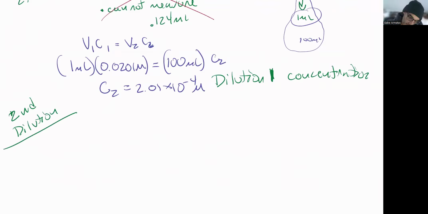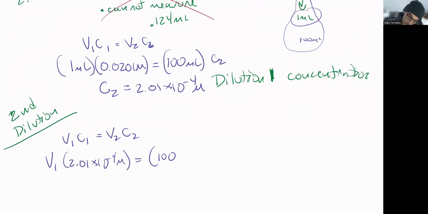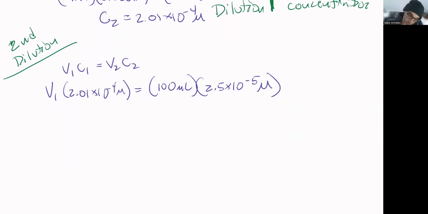So let's try again. V1C1 equals V2C2. So we are interested how much volume from the new concentration, which is 2.01 times 10 to the negative 4 molar, in order to make, we wanted to make 100 milliliters of this 2.5 times 10 to the negative 5 molar solution. Okay, so do the math. My volume 1 turns out to be 12.4 milliliters when we do that concentration.